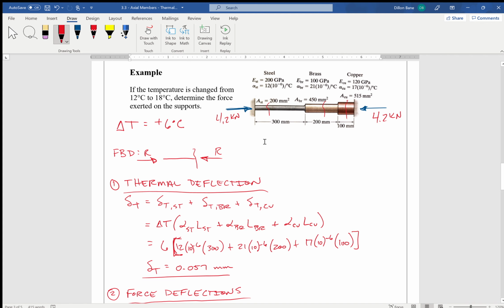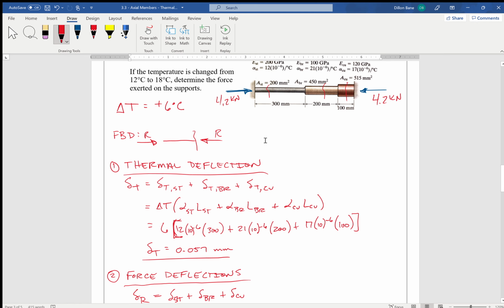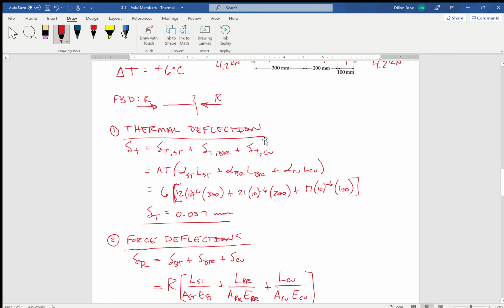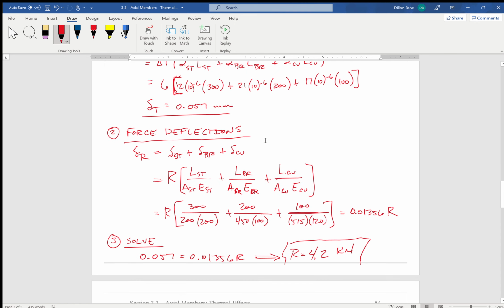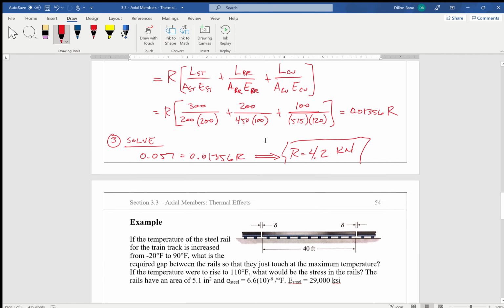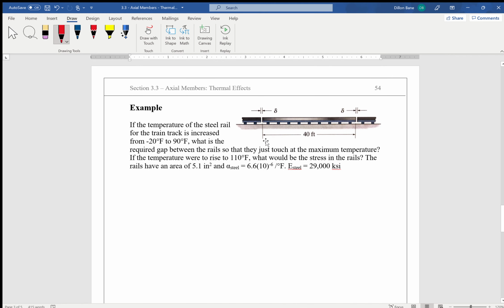All right. So that's our first example on restrained thermal expansions. Let's take a look at a second example.